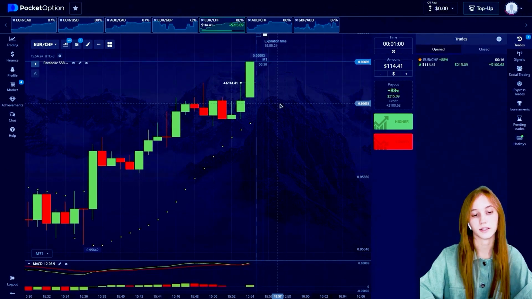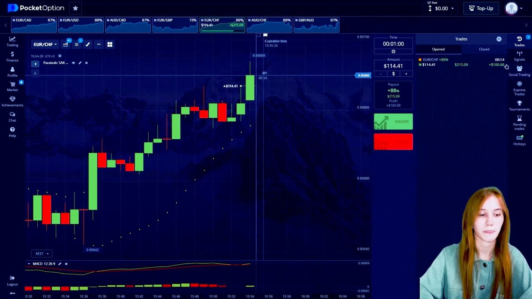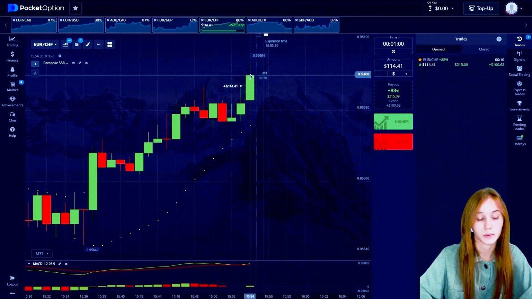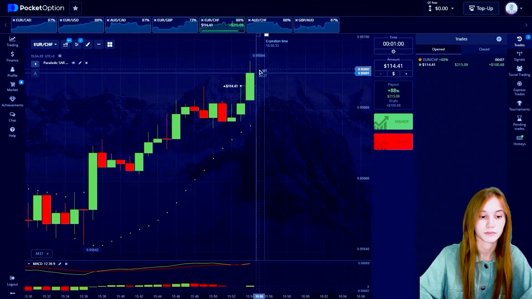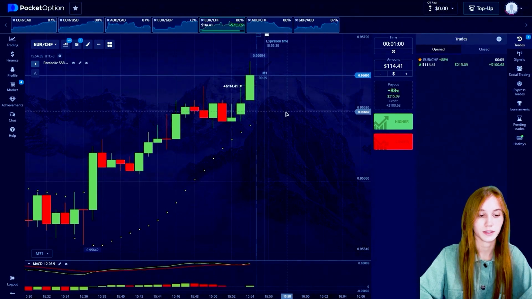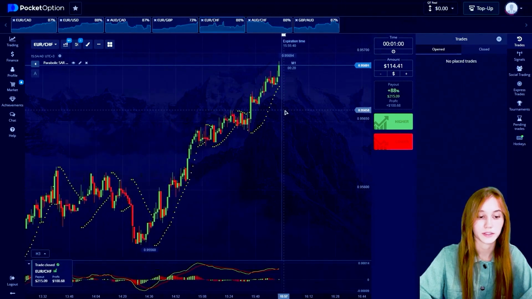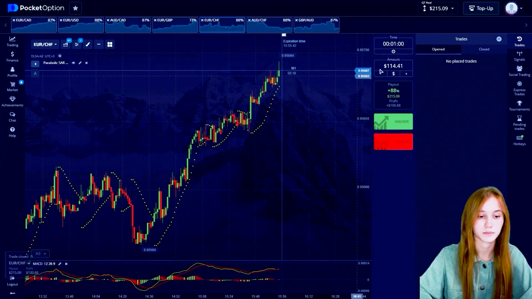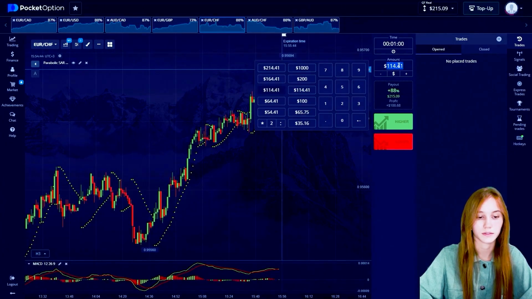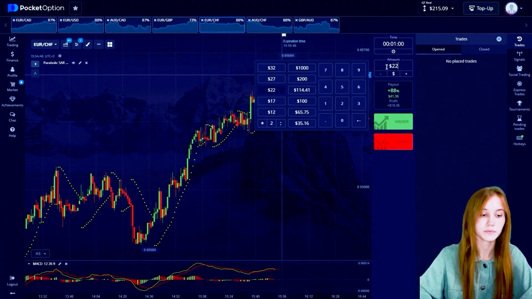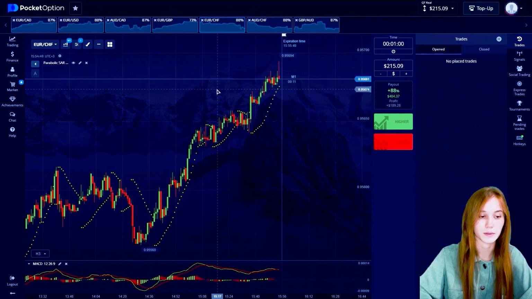13 seconds until the end of the deal. You will see this shadow. 2 seconds, and yeah, our deal is going to plus. We increase our balance and increase deal amount. And we go on to the next concept.